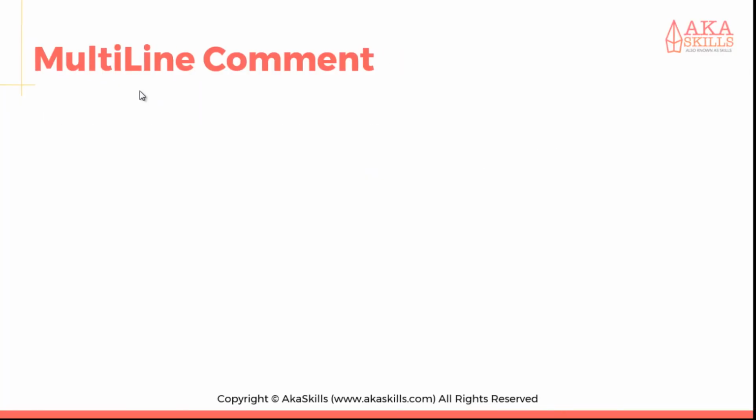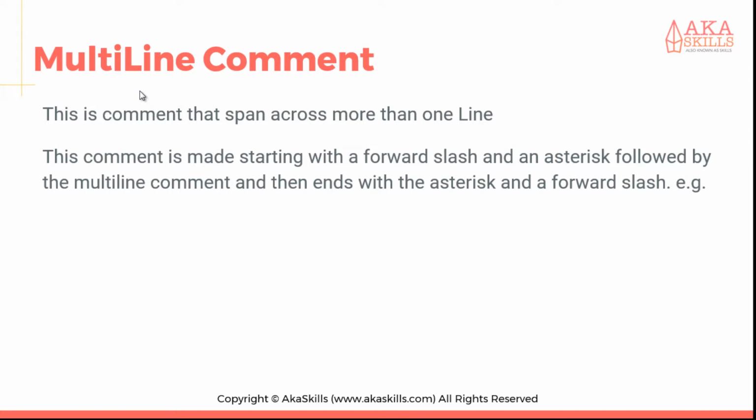Switching over to multi-line comments, as the name implies, this is the kind of comment that spans across more than one line, multiple lines if you may. And so we want to know, how do we make this kind of comment? It begins with a forward slash and an asterisk. In between the forward slash and the asterisk, you write out your comment that spans across multiple lines. Then you end it with the asterisk and the forward slash.